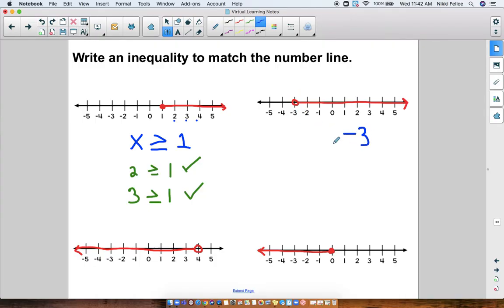And I know I'm going to put my x. My x values are all the ones that are colored with the arrow. Are all of these numbers greater than -3 or less than -3? They're greater. So I'm going to put x is greater than -3. Now here we have an open circle, so I don't put the line underneath. This is it. X is greater than -3.